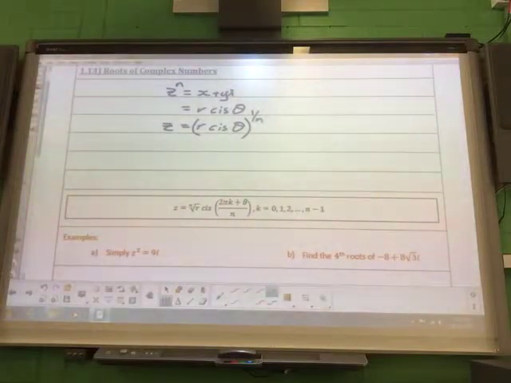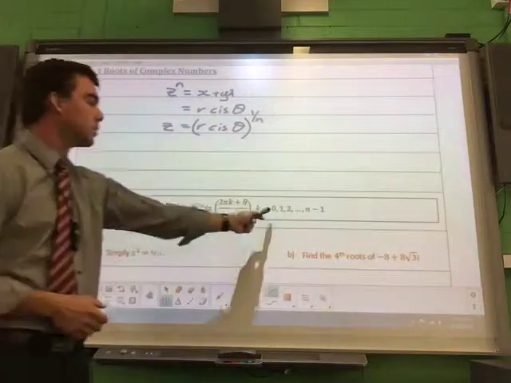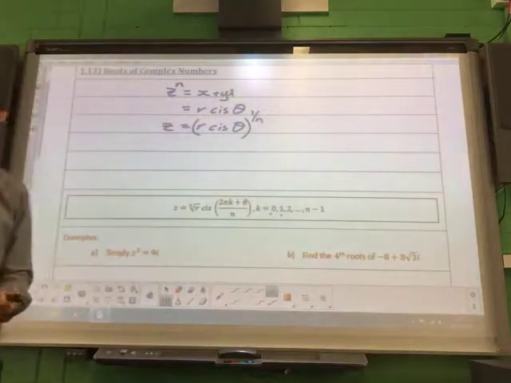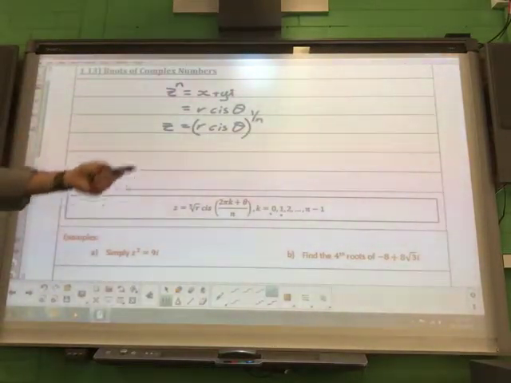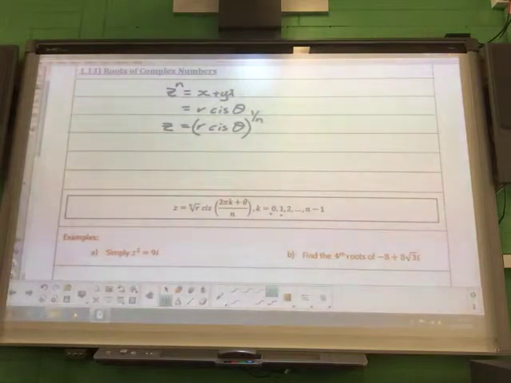So if n was 2, we'd be only looking at k equals 0 and k equals 1. If n was 3, 0, 1, 2. So we look up to n take away 1 for the values for k.